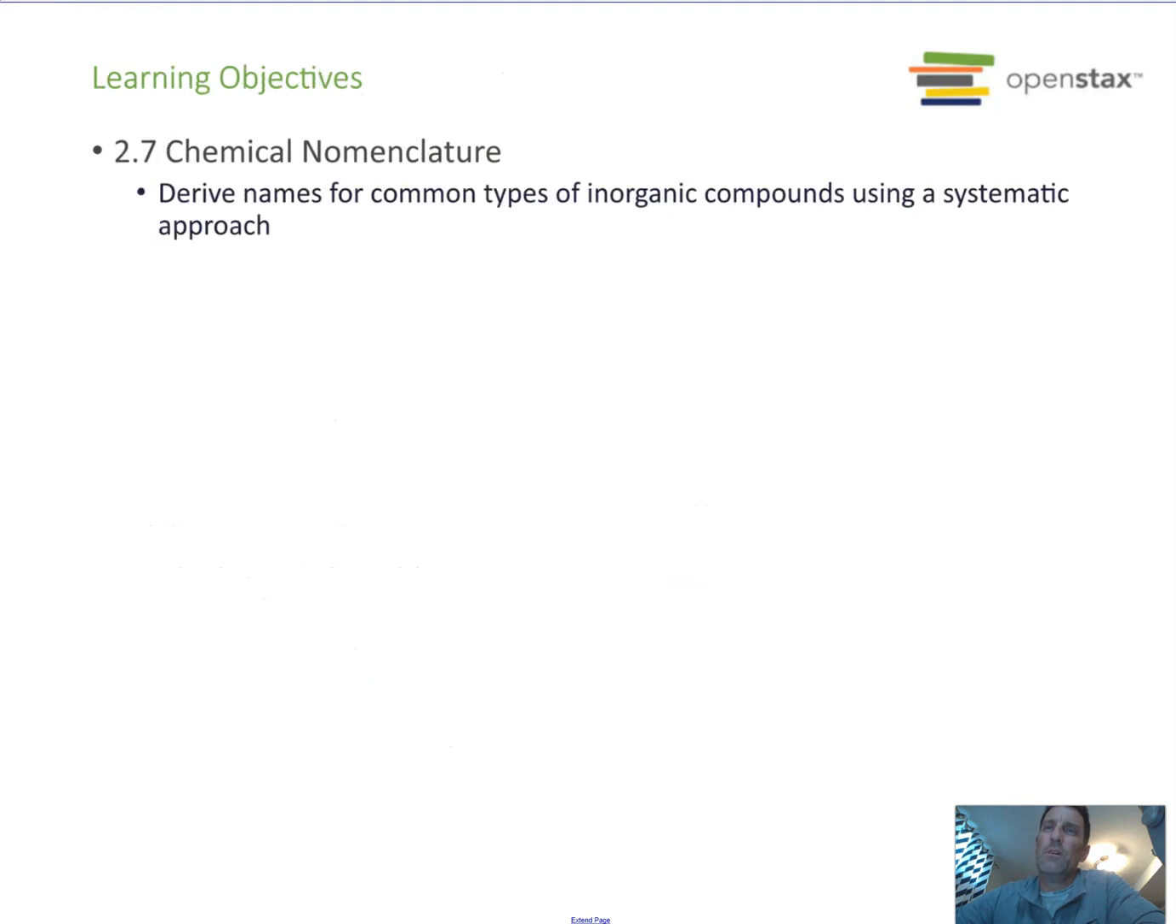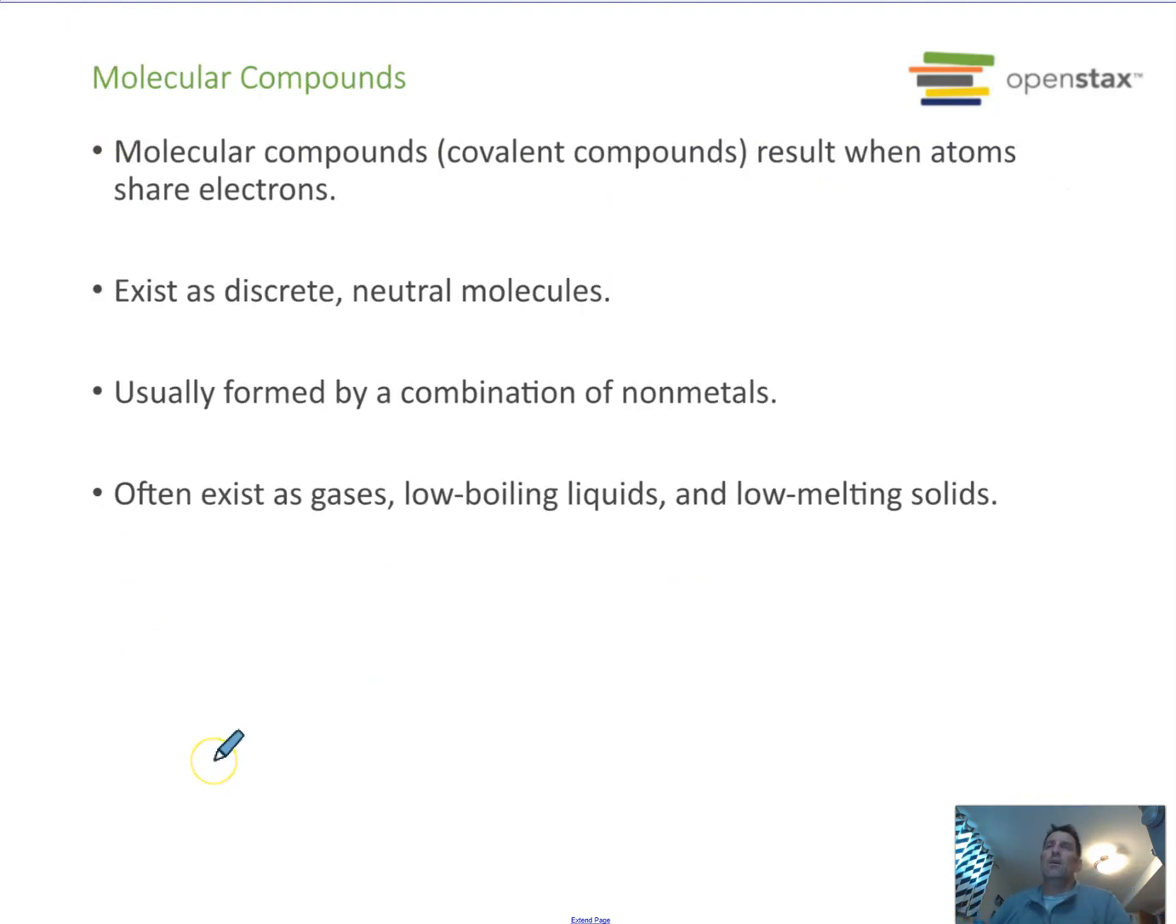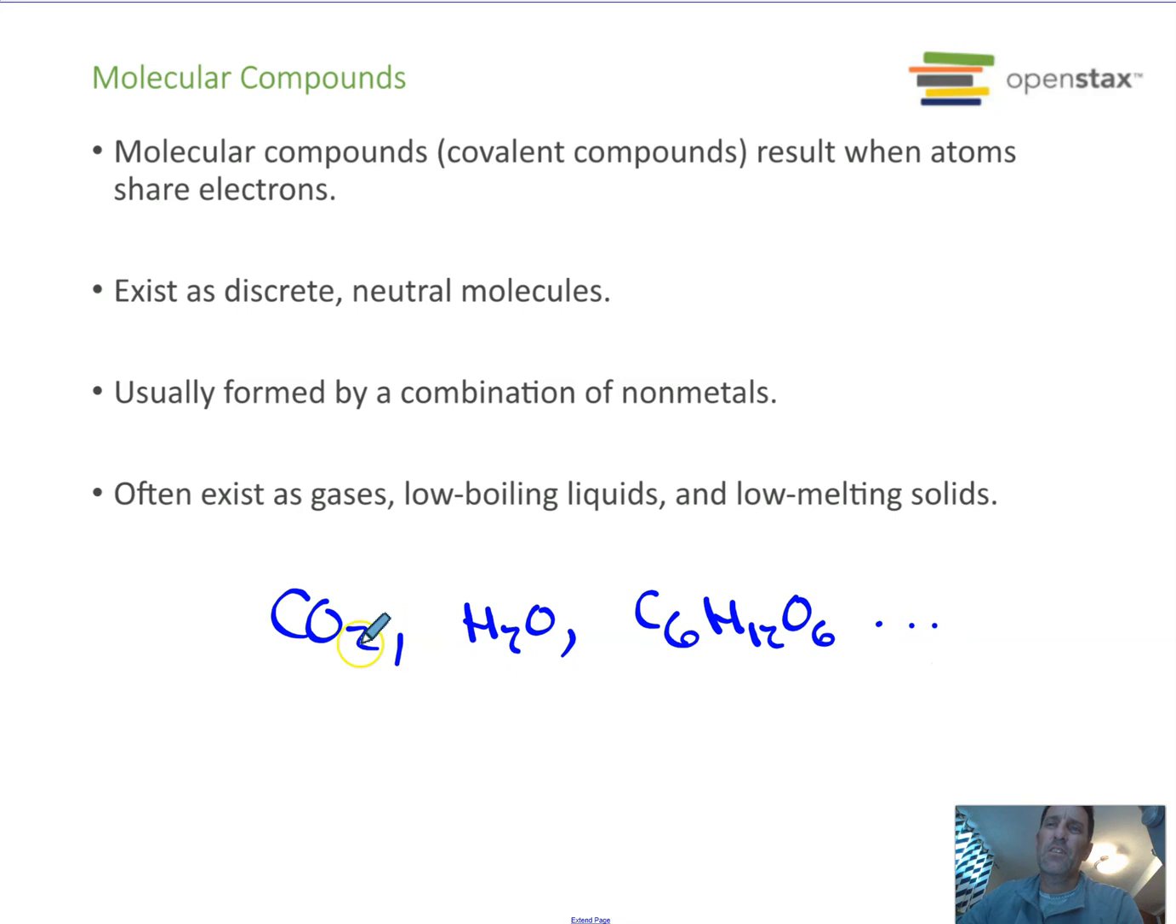Okay, molecular compounds. We'll end with this one. They result when atoms share. They exist as discrete neutral molecules, usually formed by a combination of nonmetals. They often exist as gases and have low boiling points in liquids and low melting solids. They're not something we study as much as ionic compounds in chemistry, but they'd be something like CO2, H2O, or your sugar, C6H12O6. They don't have a metal, so they end up having to share electrons instead of losing and gaining.